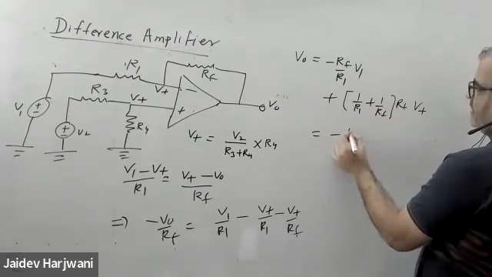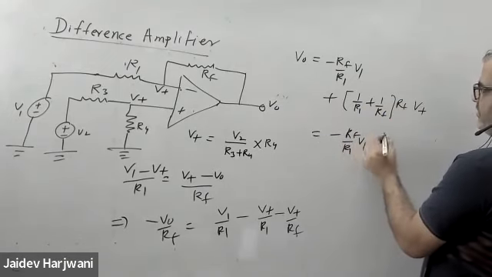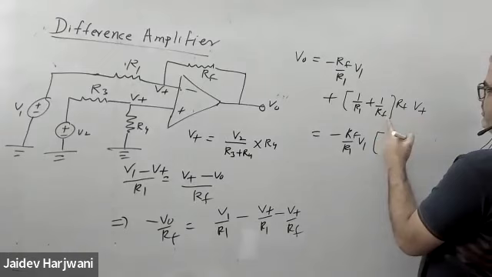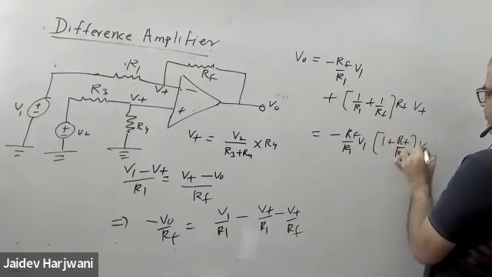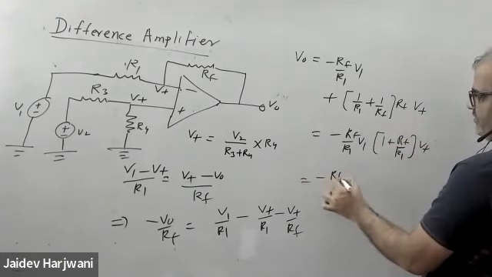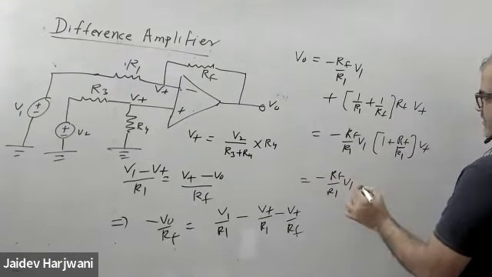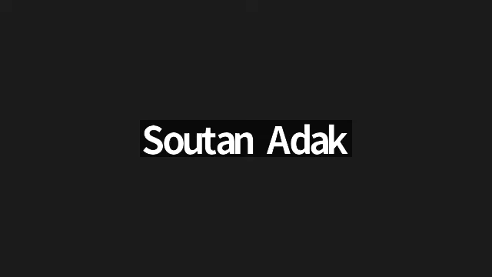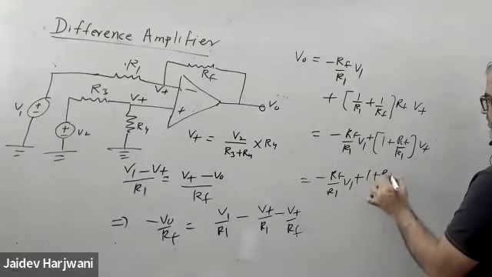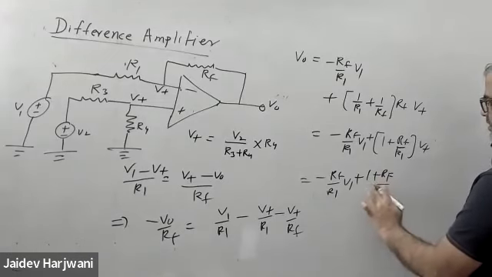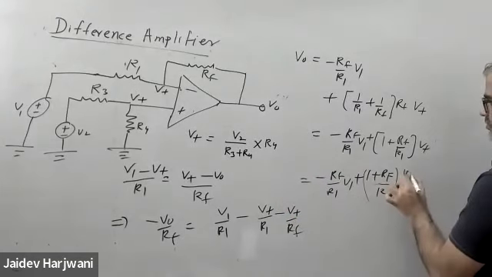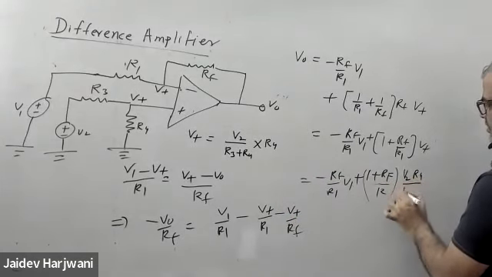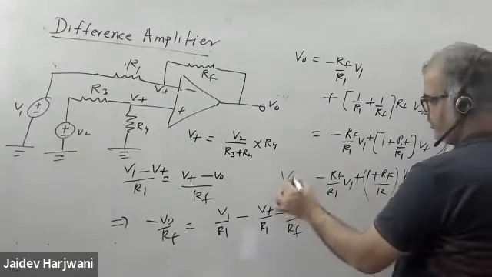Okay, this is minus RF upon R1 V1. So this becomes 1 plus RF upon R1 V plus, minus RF upon R1 V1, with a plus in between. And the V plus value we already calculated: V2 R4 upon R3 plus R4. So this is your V output.